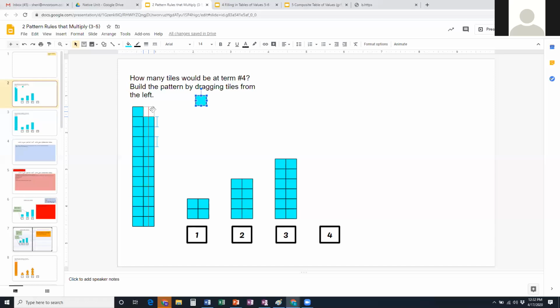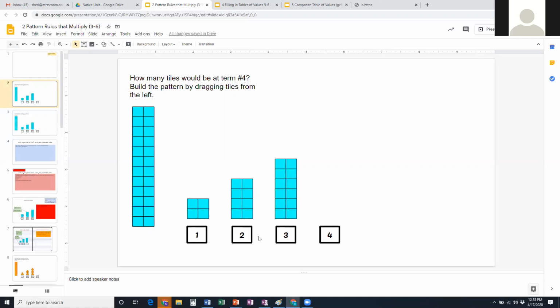When you see that, that means that piece is ready to move and it can be moved to build whatever it is you want. So when we're looking at a question like this where it says how many tiles would be at term 4, build the pattern by dragging tiles from the left. Well, we can see, as we would from a term and value chart, that here is our term and this is our value, or how many tiles are in the pattern. So for term 1, we've got 4.